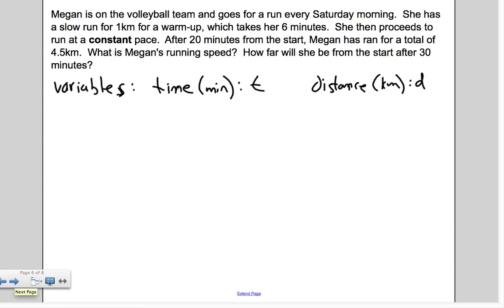So which one is the independent variable and which is the dependent variable? Independent variable is time. Independent is T, and dependent is D. Okay.